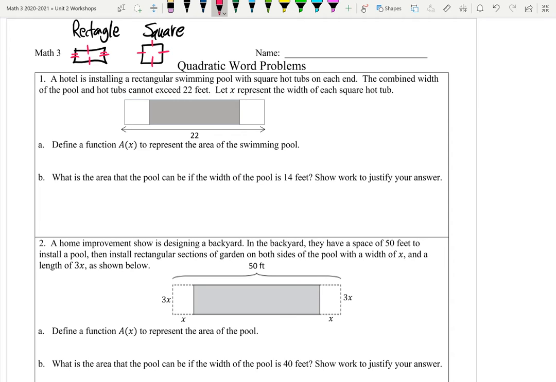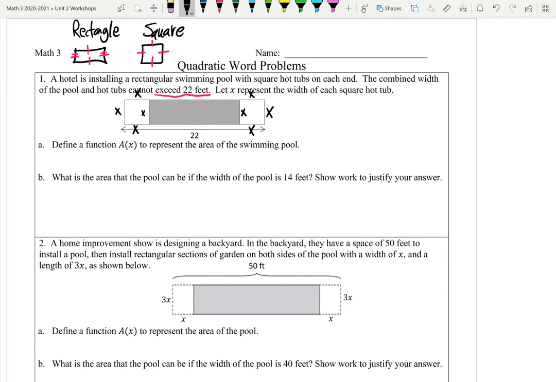So in this problem, we're figuring out how to install a rectangular swimming pool with square hot tubs on the end. The combined width of the pool and the hot tubs cannot exceed 22 feet. This is typically the restriction based on the environment. Let x represent the width of each hot tub. Now, since it's a square, all of the sides are going to be x length, even this one. You can use tick marks as well.